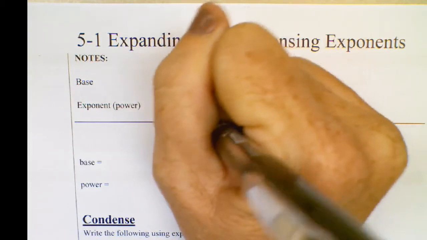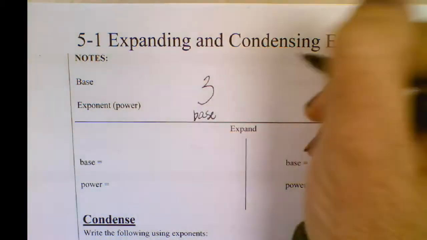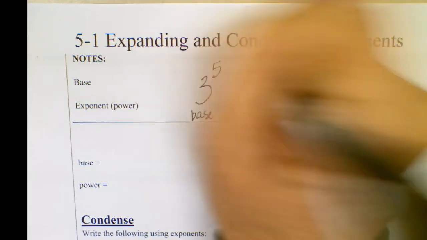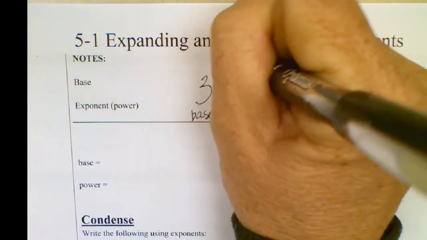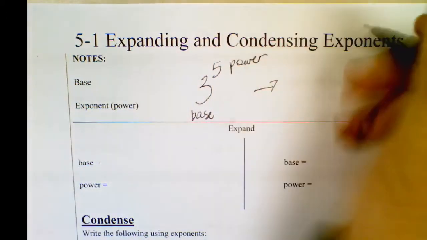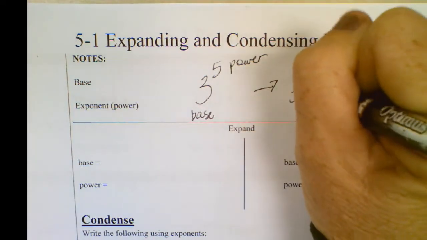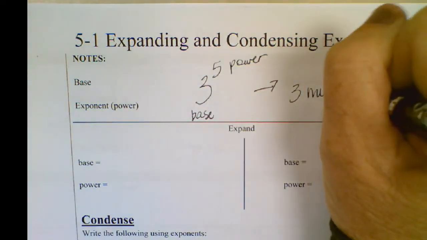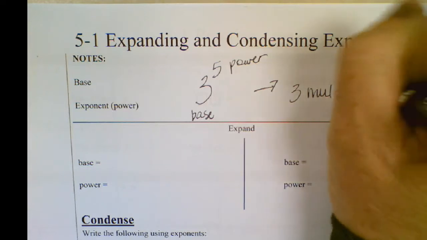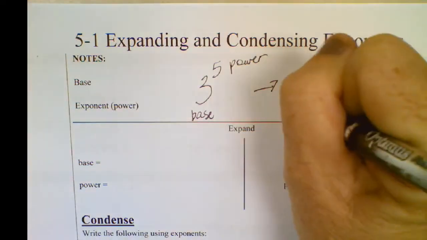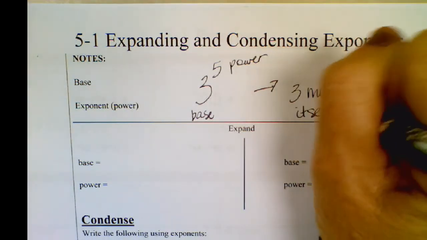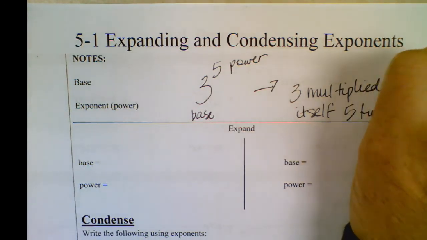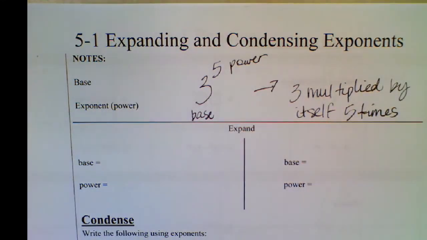So when we have an exponent, we have the number that is the base, which means the number that's being multiplied by itself, and we have the exponent, or the power. Okay? And what that really means is 3 multiplied by itself five times. Okay, so we're going to go down and do some examples of those.